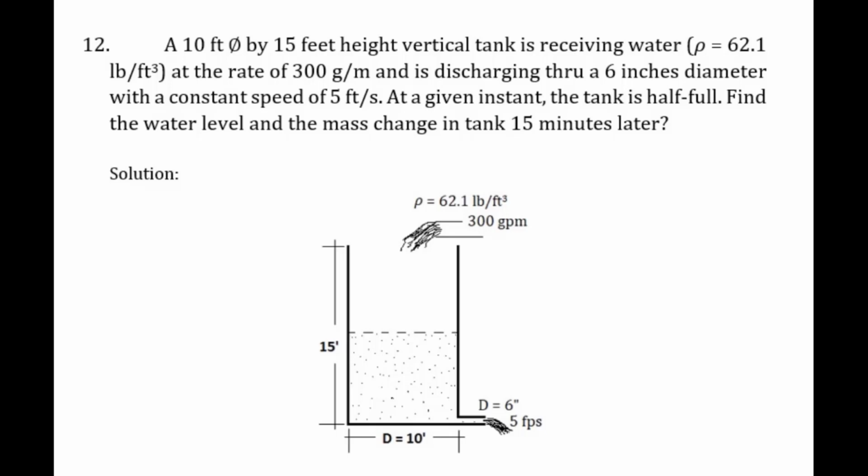As we can see, we must identify the water in the tank whether increasing or decreasing. To find this, by subtracting the mass entering and leaving. Solving mass entering, using this formula, and substituting the given data. So, we have 2,490.64 pound per min. Solving mass leaving, using this formula, and substituting the given data. We have 3658 pound per min.